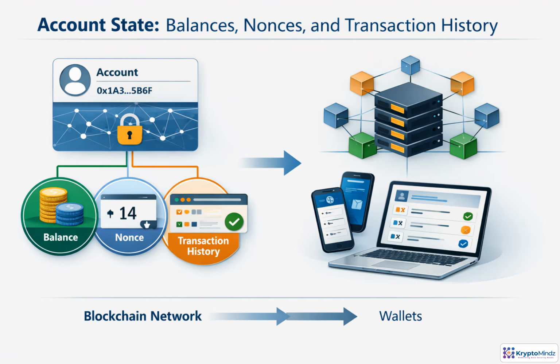An address identifies the account, but the blockchain also tracks what happens to it over time: its balance, nonce, and transaction history. The nonce is especially important because it counts transactions, preventing an old signed transaction from simply being reused. Your wallet reads and presents this information, but it is not the source of truth. The source of truth is the blockchain's shared state.